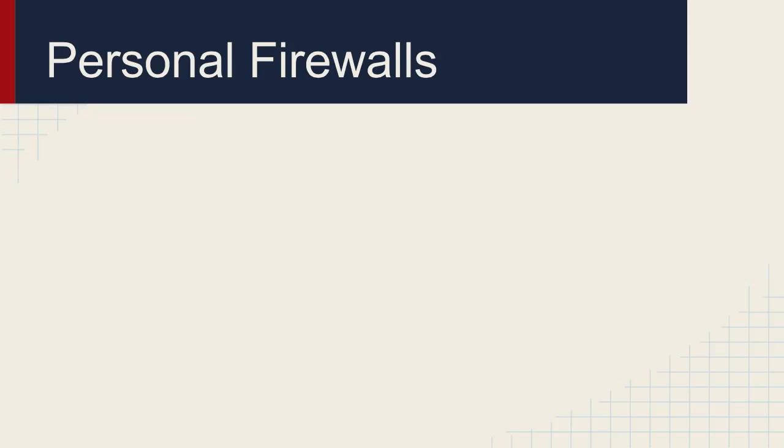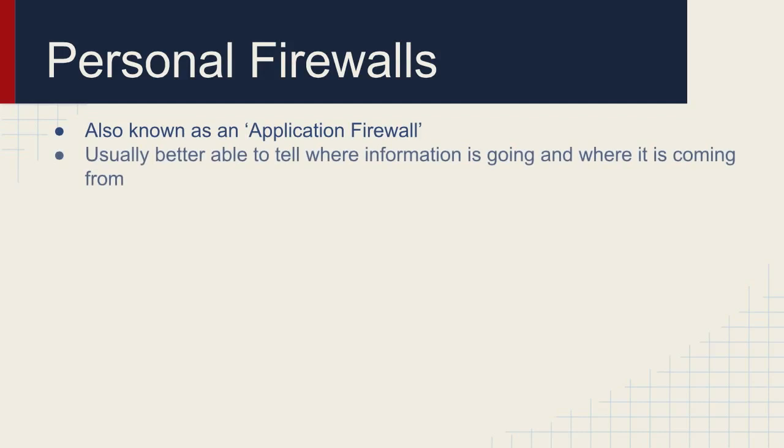Personal firewalls. These, you're more likely to see. It's also known as an application firewall. It's usually better able to tell where information is going and where it's coming from. What I mean by that is an application firewall is better able to look at something and say, okay, you're using Steam to play games, and the way it uses packets is it doesn't always have an initiation packet. Sometimes it just gets one out of the blue, and if I'm getting one from this address, then I should accept it. So they're just a little bit more knowledgeable about where information comes from and where it goes.